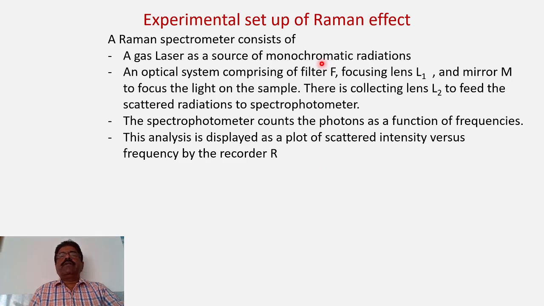Okay, so the experimental setup of the Raman spectrometer mainly consists of a laser source, which is highly monochromatic. The optical system, as I have mentioned: the filter F to filter out additional components other than the required wavelength, the lens L1 focusing lens on the sample, and mirror M to focus the light on the sample, and there are some collecting lenses, for example L2, to feed the scattered radiation to the spectrophotometer. Now the spectrophotometer counts the photons as a function of frequencies. Then this analysis is delivered as a plot of scattered intensity versus frequency by the recorder R.